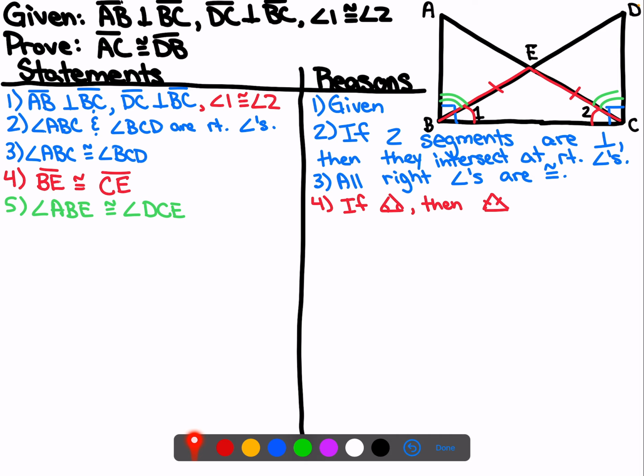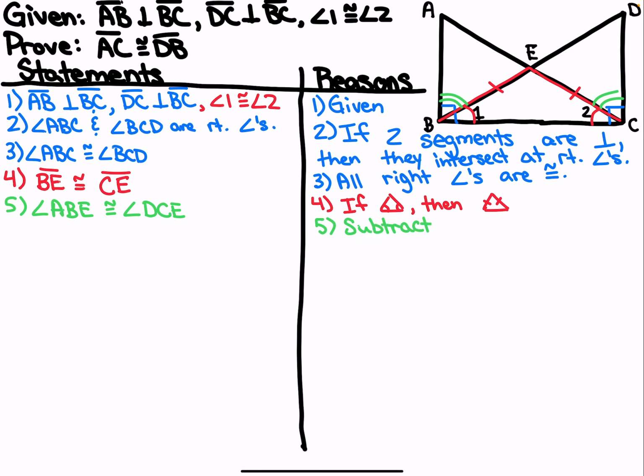And the reason I can say this is because if these two blue angles are congruent and the two red angles are congruent, well, what would happen if I took the red angle from the blue angle? Well, I'd be left with the green angles. So all we're doing here is we're subtracting. We're subtracting the red from the blue, and that will leave us with the green. So the reason that these two angles are congruent is because of the subtraction property.